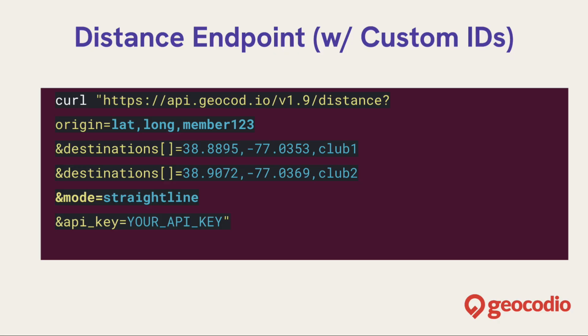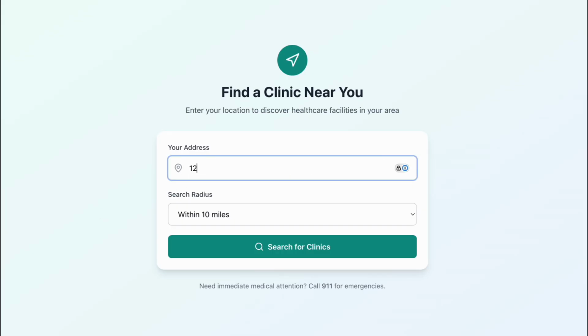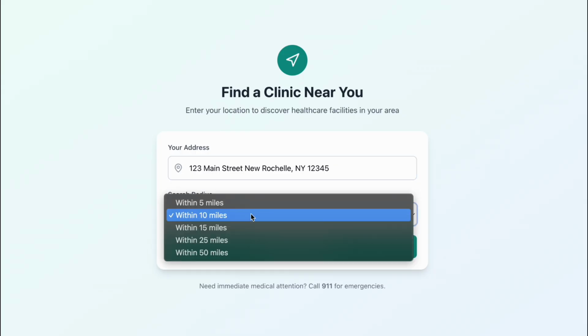For our fitness club example, let's use straight line mode since we're just trying to understand geographic distribution, not actual driving routes. The distance API also supports filtering and sorting, which is essential for certain use cases. Here's a healthcare example. A patient visits your website looking for a nearby clinic. They enter their address, and you want to show them all clinics within a 15-mile driving radius, limited to the 5 closest results, sorted by distance.